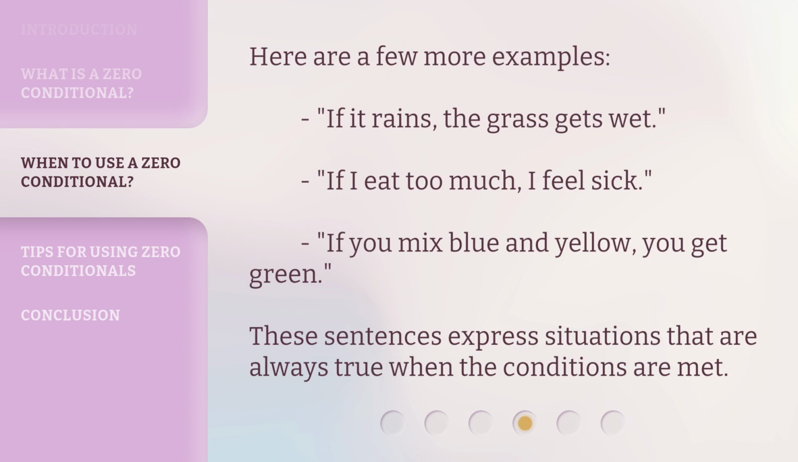Here are a few more examples. If it rains, the grass gets wet. If I eat too much, I feel sick. If you mix blue and yellow, you get green. These sentences express situations that are always true when the conditions are met.